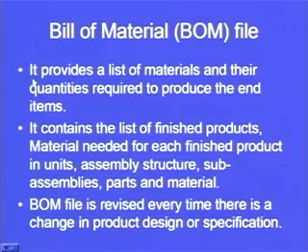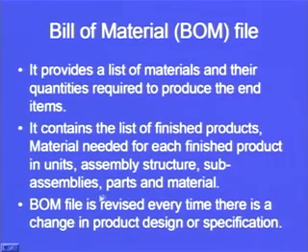So this bill of materials is going to help us: if the final product is known and the quantity is known, how it is going to be made, and what the materials, components and particular sub assemblies will be that join together to make the final product. On your screen you can see it provides a list of materials and their quantities required to produce the end item. It contains the list of finished products and the material needed for each finished product in units. So the number is very important here. It will tell us that this many units of this particular component are required to manufacture the final product.